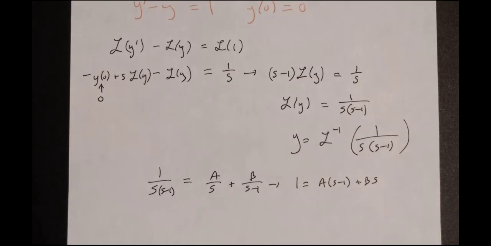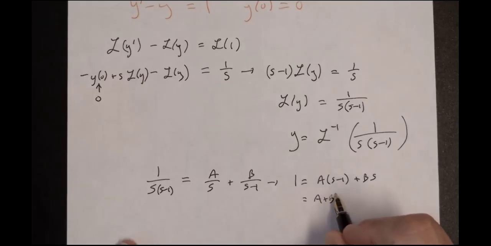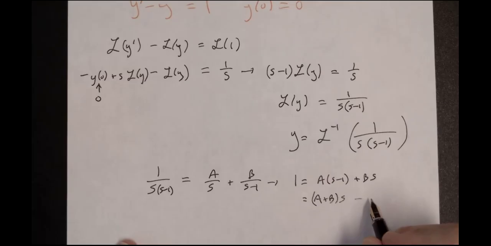Cross multiply by the common denominators, multiply by S and S minus 1. I get a 1 on the left. I get A times S minus 1 because the S cancels. I get B times S because the S minus 1 cancels. And that gives me A plus B times S minus A is equal to 1.